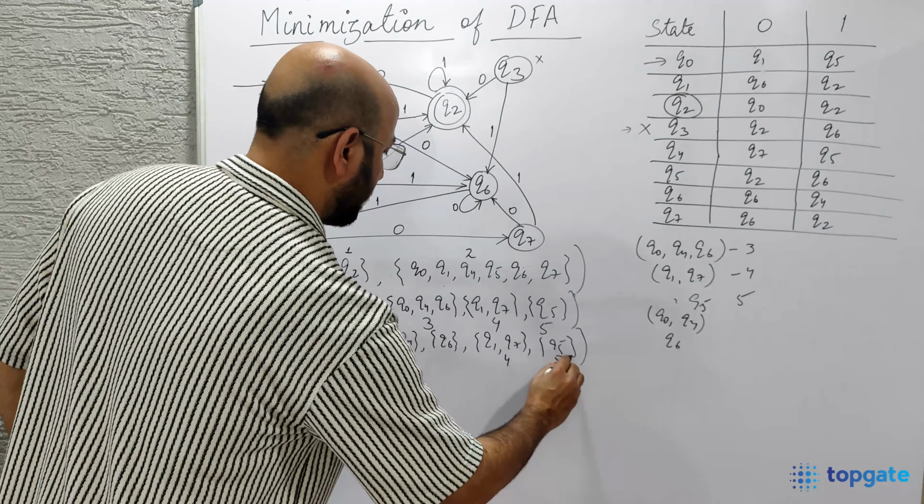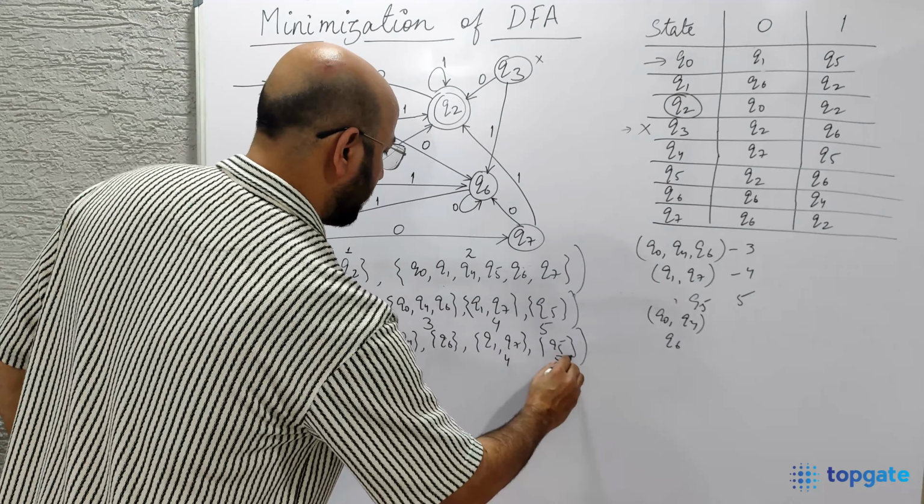Now I'll again do the same procedure for set number 6 because it contains 2 elements. Then I'll follow the same procedure for set number 4. It contains 2 elements. Set number 7 is fine, it has only a single element. Set number 5 is fine, it has only a single element. Set number 2 is fine, it has only a single element. So now let's make a table for set number 6. Set 6, again same thing. I'll write state here, and then for 0 and for 1. Clear?